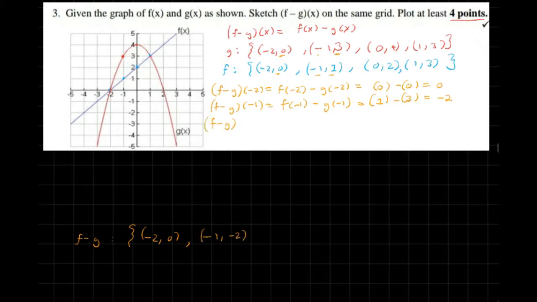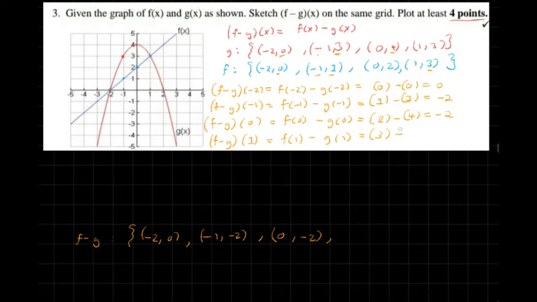Then you do f minus g of 0, which is f of 0 minus g of 0. f of 0 here is 2. g of 0 is 4, so you get negative 2. So the point here is 0 and negative 2. And the last point, f minus g of 1. So f of 1 minus g of 1. f of 1 here is 3. g of 1 here is also 3, and you'll get 0. So you get 1 and 0.